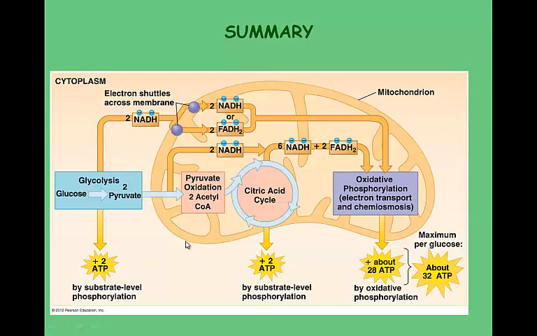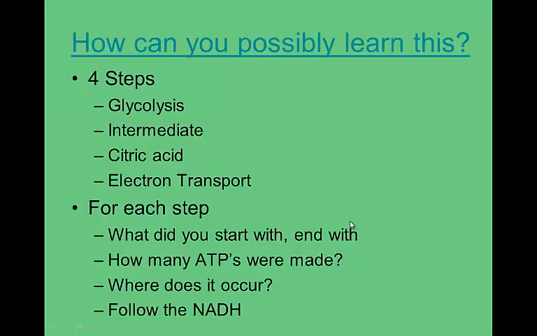Okay, so here's a neat summary of the overall process of cellular respiration. You make 2 ATPs net in glycolysis, you make 2 ATPs net in citric acid cycle, and you make a good number more, about 32 or more ATPs in this process of oxidative phosphorylation that occurs in the electron transport chain. Now again, that's it. That's all there is to cellular respiration.